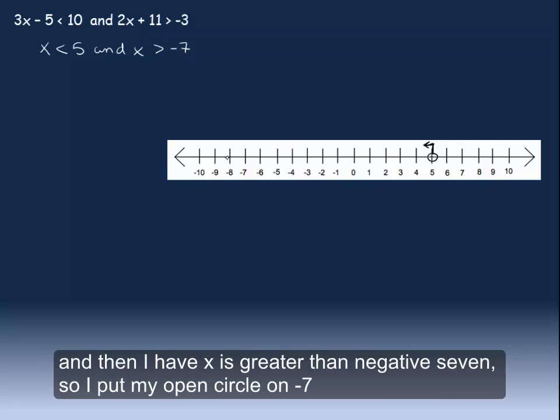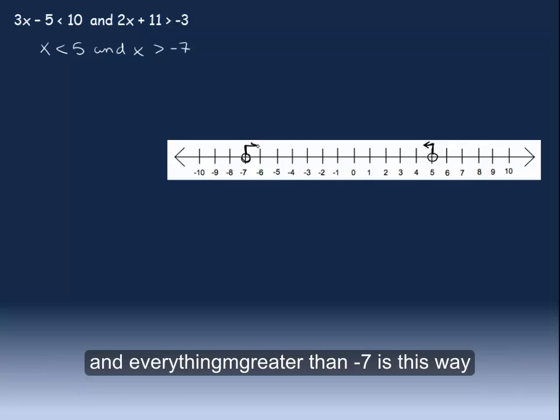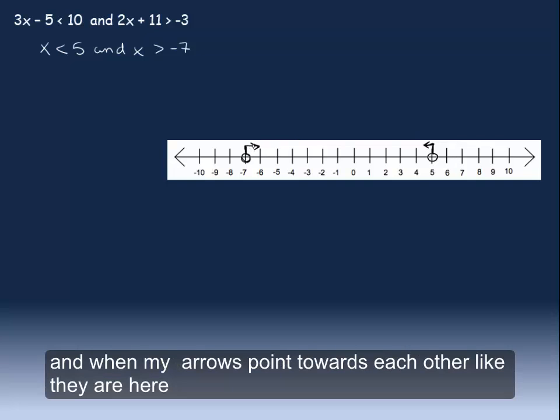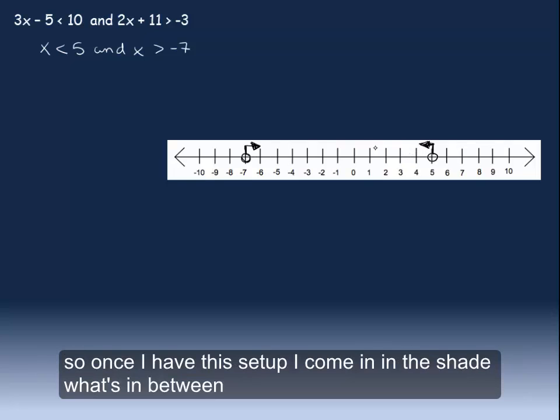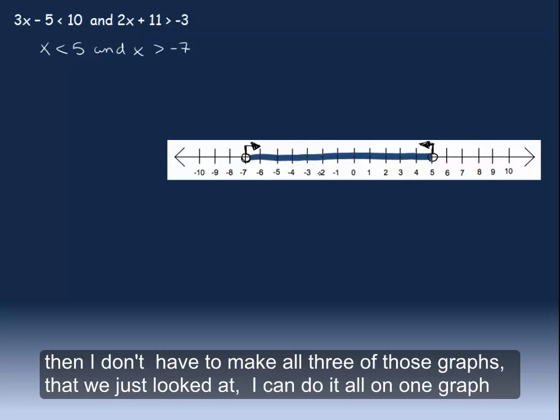And then I have x is greater than -7, so I put my open circle on -7. And everything greater than -7 is this way. And when my arrows point towards each other, like they are here, I know that I need to shade the area in between. So once I have this set up, I come in and I shade what's in between. Then I don't have to make all three of those graphs that we just looked at. I can do it all on one graph.